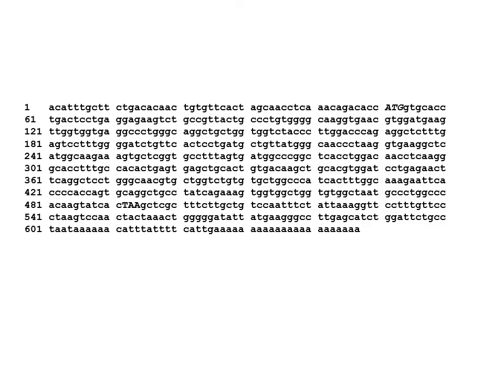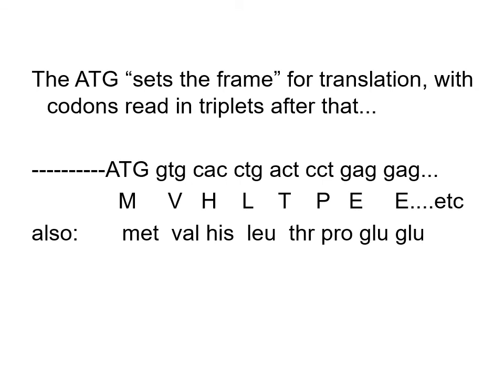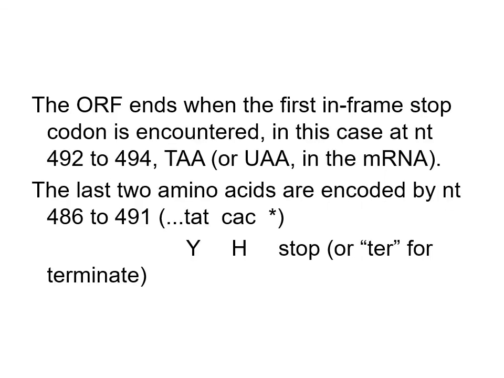So here we see it again. If you were to sit down with this and actually patiently mark off groups of 3, you would see that you could create a protein with no stops in it, starting at that AUG and going all the way to the TAA, which is all the way down at nucleotide 491. So I can do like I did before, sit down with my genetic code and read the codons. The ORF ends when the first in-frame stop codon is encountered, and we've seen that already.